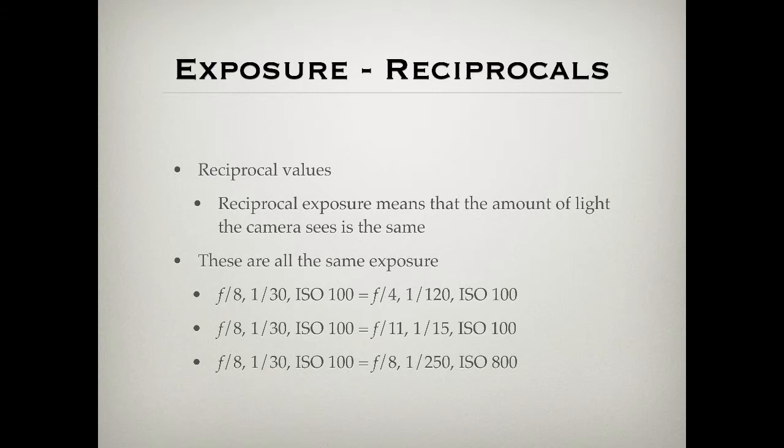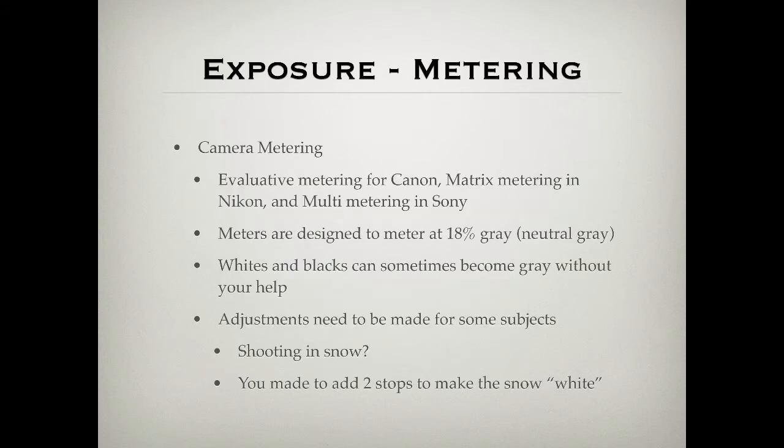If you're in manual mode again, you would be setting f8, 1/250th of a second, and then within your camera there would show a meter whether you're over or underexposed, and then you would adjust the ISO accordingly. Okay, just some reciprocals. Good thing to keep in mind. Don't necessarily have to memorize it on day one, but do spend some time thinking about it and how it affects your exposure.